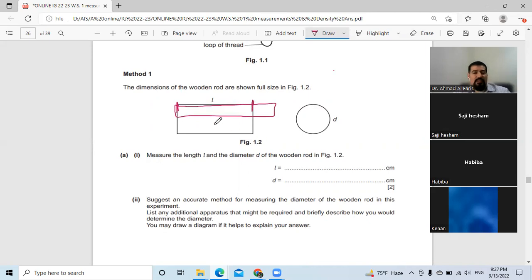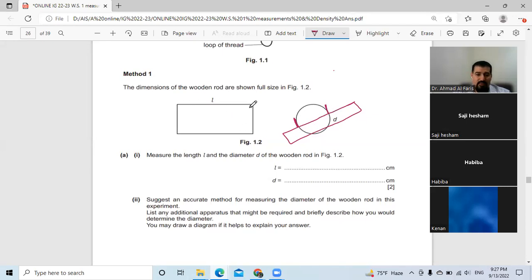Tell me how many centimeters the distance is. Send me on the chat. How much was your reading in centimeters if you print it out? Anyone? You can use your ruler now. You don't have a ruler? Look at the question. Measure the length L and the diameter D. The same thing. If I put my ruler like this to measure the distance from here to here, I measure the diameter.